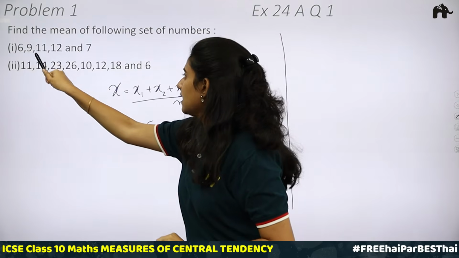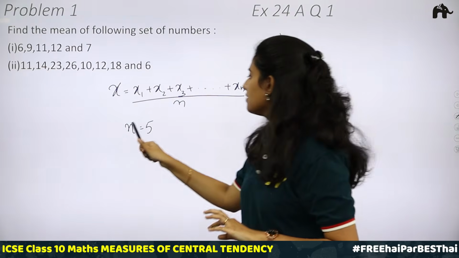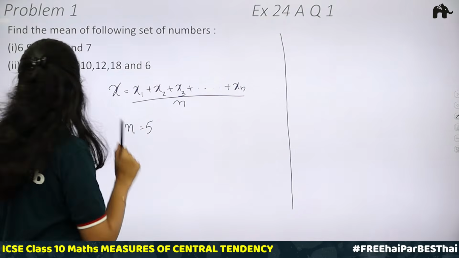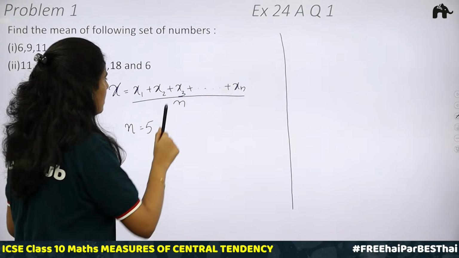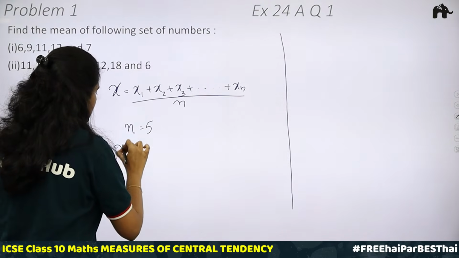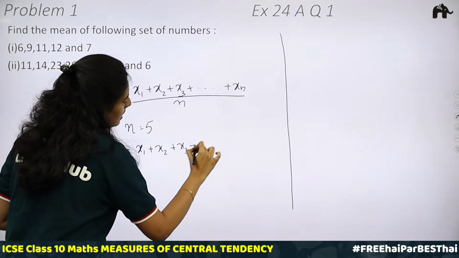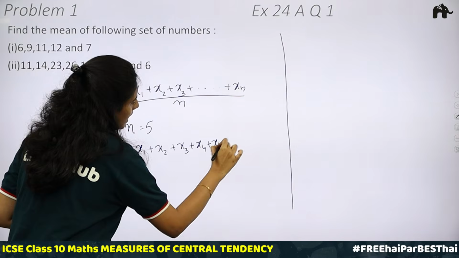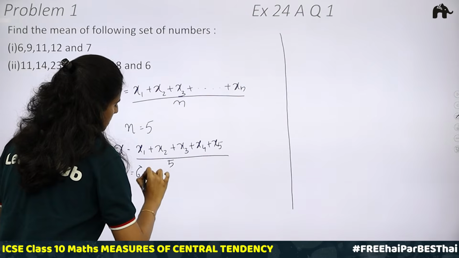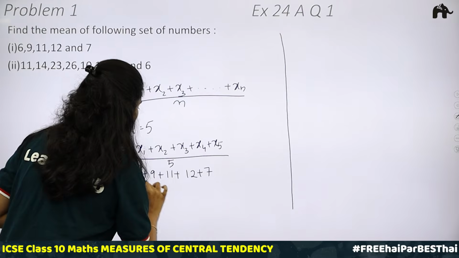Yes, 6, 9, 11, 12 and 7 are the values. We have 5 values, therefore n is equal to 5. Now put the values. Here x1 is equal to 6, x2 is equal to 9, x3 is equal to 11, x4 is equal to 12 and x5 is equal to 7. Okay, you can write this as x is equal to x1 plus x2 plus x3 plus x4 plus x5 whole divided by 5. Okay, now putting the values, 6 plus 9 plus 11 plus 12 plus 7 whole divided by 5.